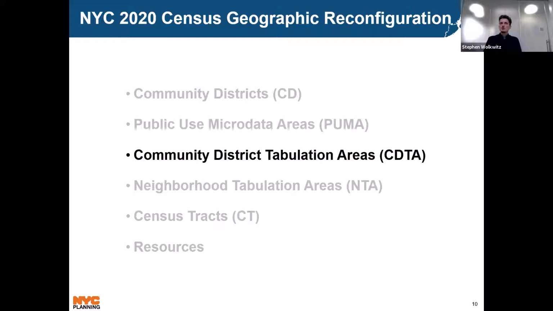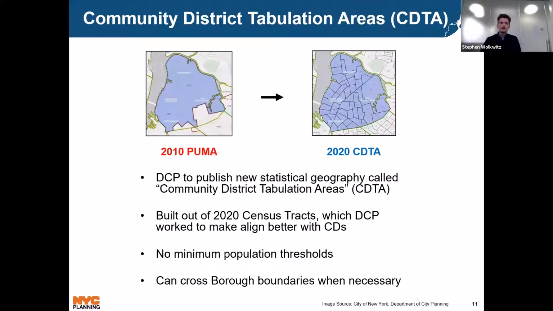Which brings us to community district tabulation areas. What are these CDTAs? Well, it's kind of DCP's answer to some of the looseness in this relationship between PUMAs and CDs, because we're really interested in consistently getting access to ACS data that more closely represents the CDs than the PUMAs currently offer. So as community district tabulation areas, they will also be built out of census tracts. So they'll be built out of the new 2020 census tracts.